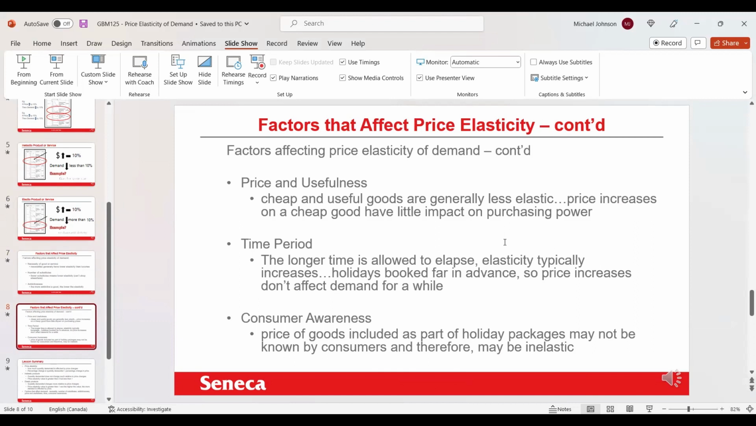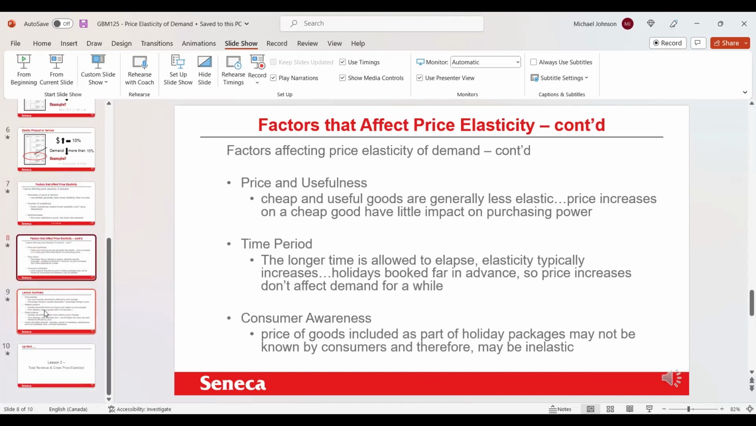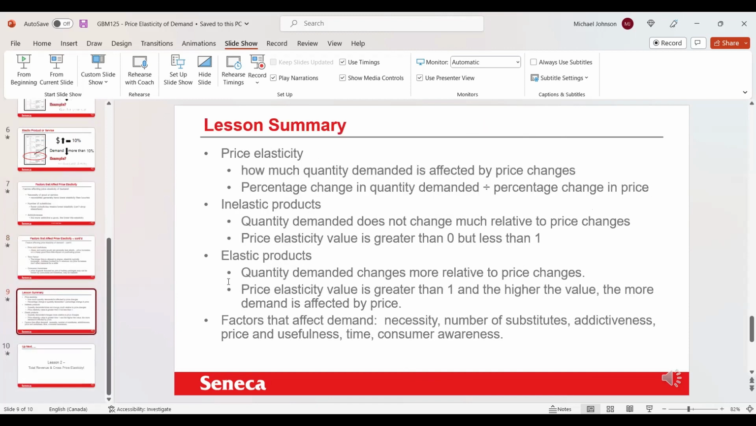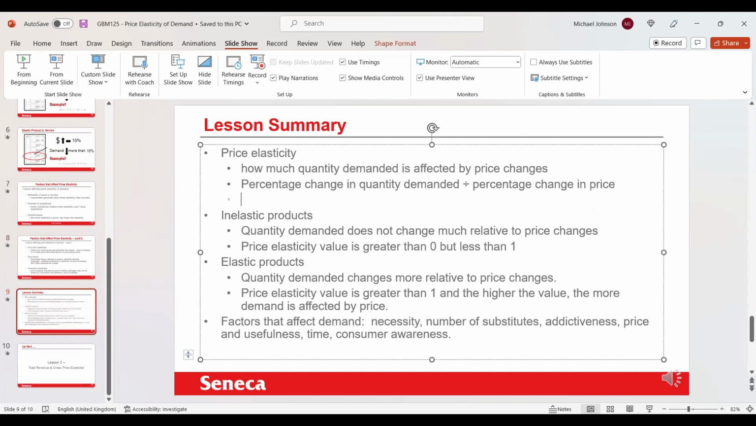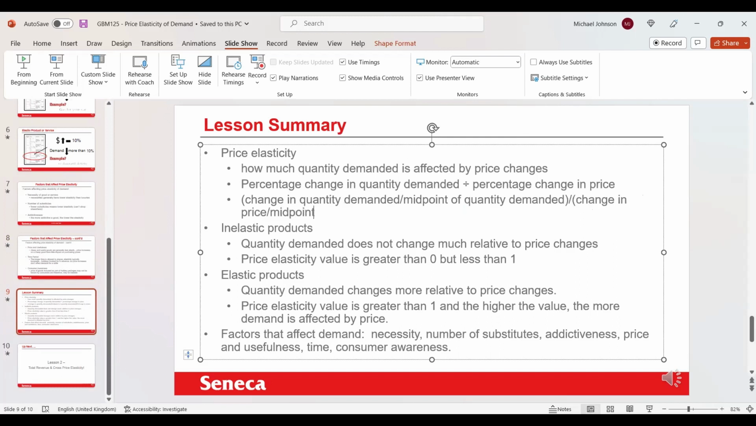Consumer awareness: the price of goods included as part of holiday packages may not be known by consumers and therefore may be inelastic. And so, price elasticity is how much quantity demanded is affected by price changes. Percentage change in quantity demanded divided by percentage change in price is how to get it. Or here it would be change in quantity demanded divided by the midpoint of quantity demanded, and then divided by change in price divided by the midpoint of price.